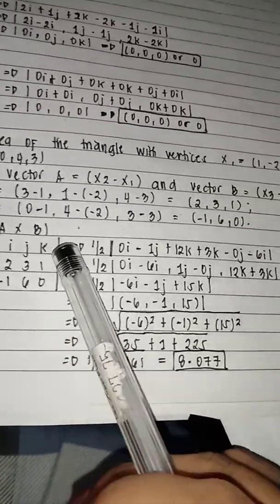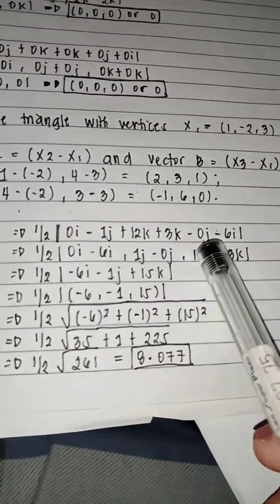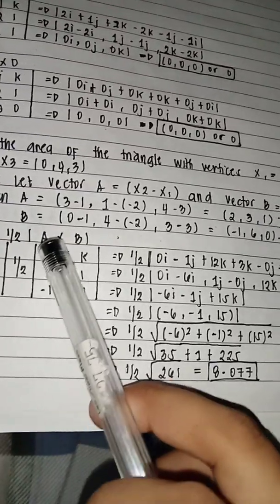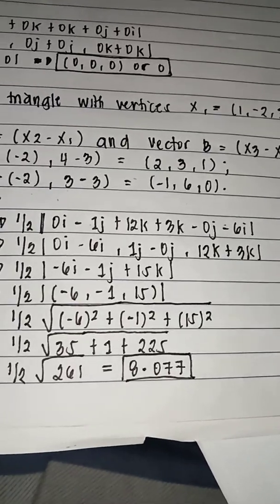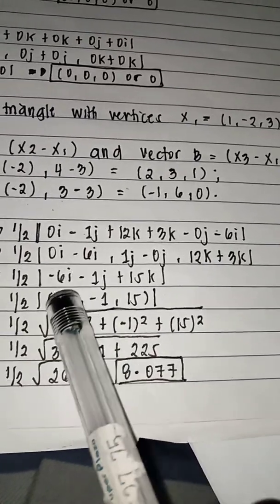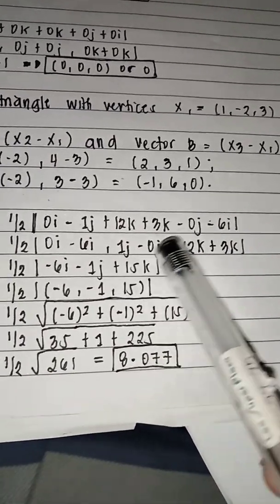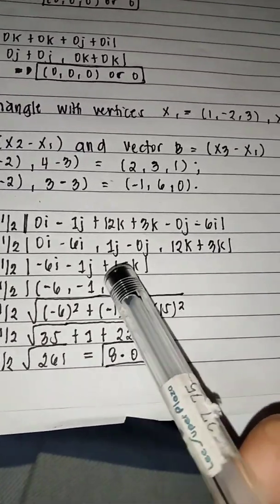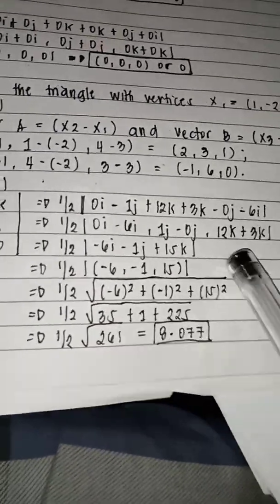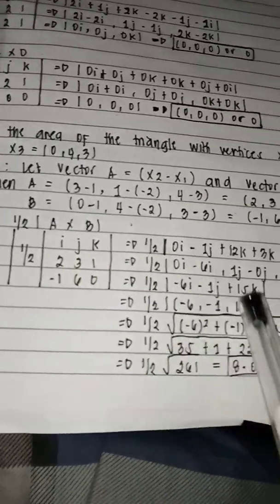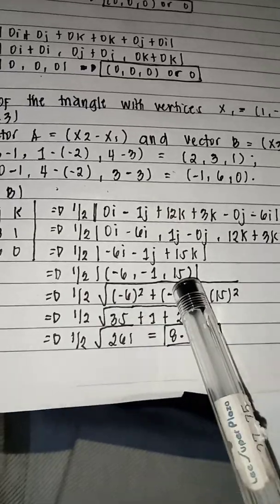Negative 1 times 3 times k is equal to negative 3k. 2 times j times 0 is equal to 0j. i times 1 times 6 is equal to 6i. So combine like terms. 0i minus 6i is equal to negative 6i. 1j minus 0j is equal to negative 1j. 12k plus 3k is equal to 15k. So the answer of A cross B is negative 6, negative 1, and positive 15.